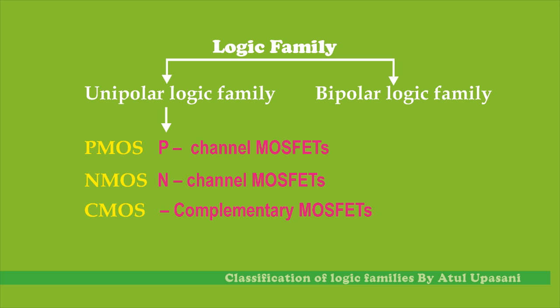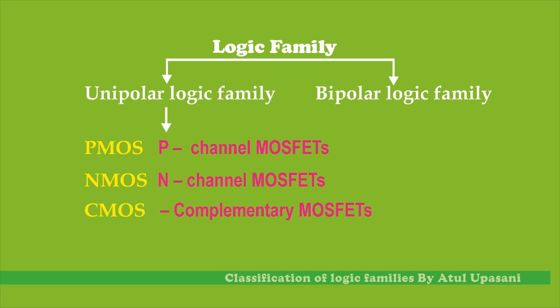There are three types of metal oxide semiconductor logics. One is called p-type, another is called n-type, and the third one is called complementary MOSFETs. Now what do you mean by complementary MOSFETs? If we combine p-type and n-type MOSFETs, and if their connection is complementary, then it forms a CMOS logic family.